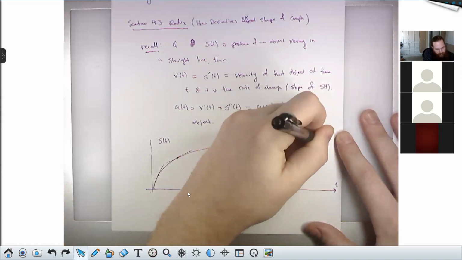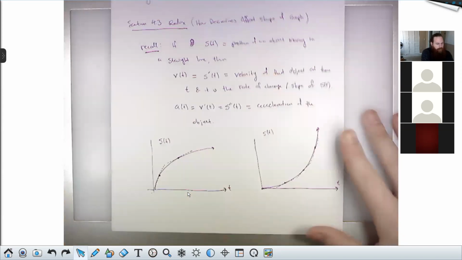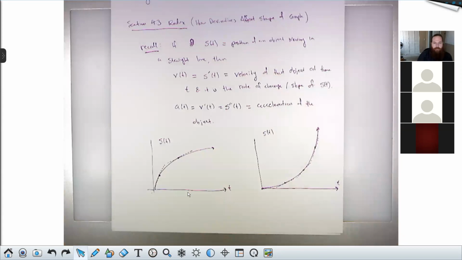So the question I'd like to ask you guys is, what's fundamentally different about these two functions? They're both increasing, right? But why is this one shaped differently than this one? And how could we phrase that in terms of the velocity and acceleration?